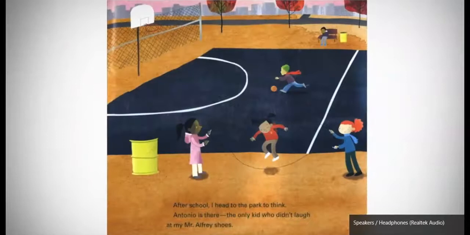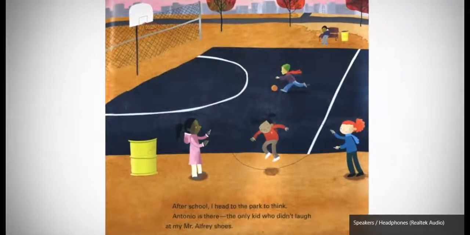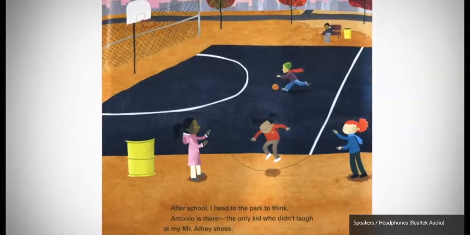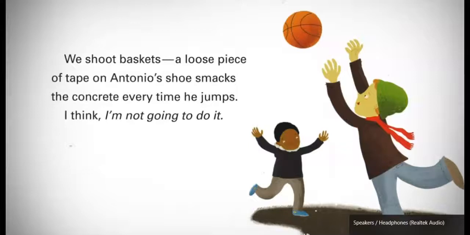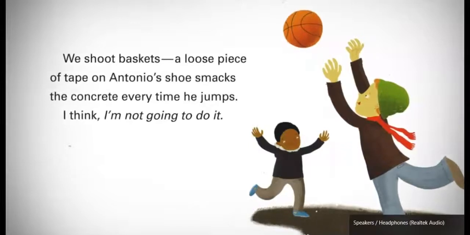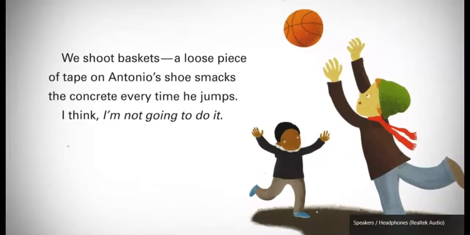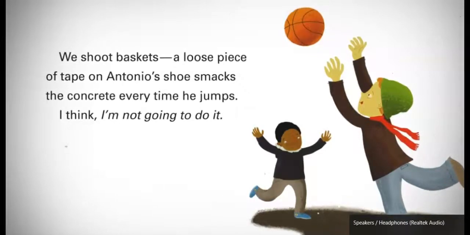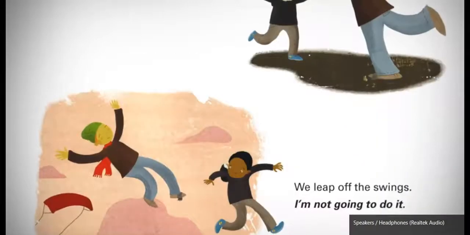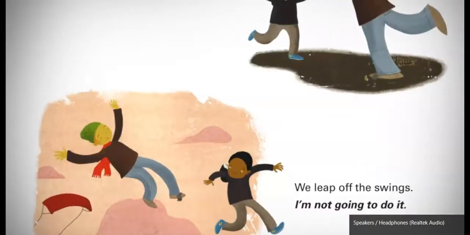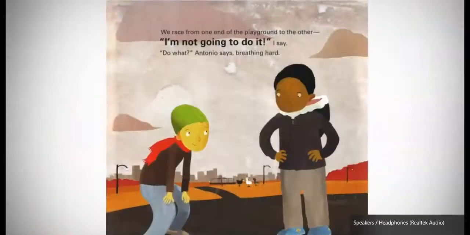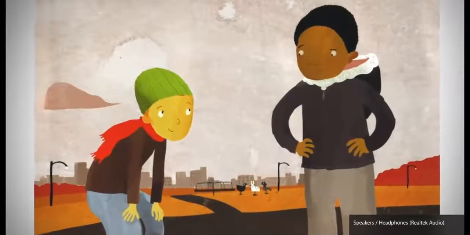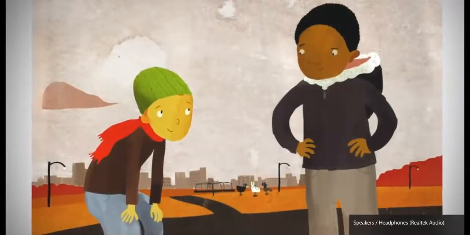After school, I head to the park to think. Antonio is there, the only kid who didn't laugh at my Mr. Alfrey shoes. We shoot baskets. A loose piece of tape on Antonio's shoe smacks the concrete every time he jumps. I think, I'm not going to do it. We leap off the swings. I'm not going to do it. We race from one end of the playground to the other. I'm not going to do it, I say. Do what? Antonio says, breathing hard.